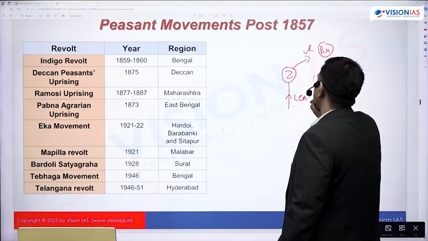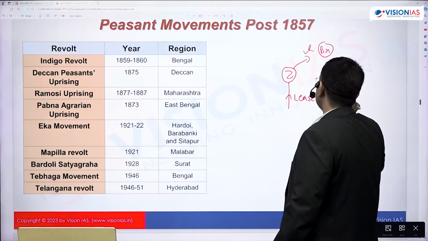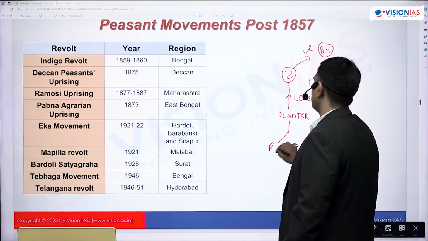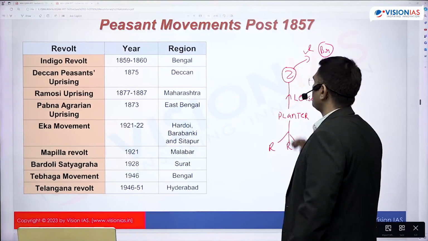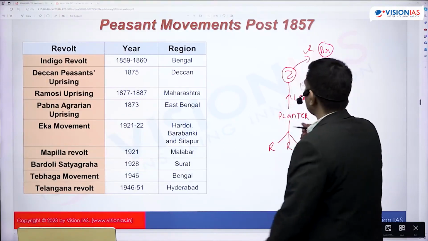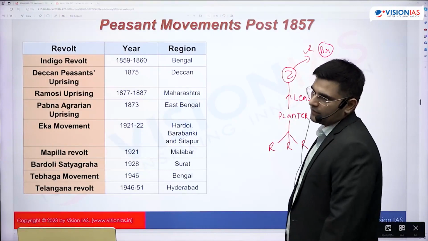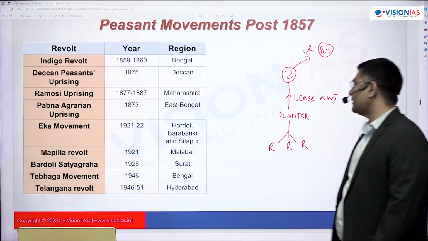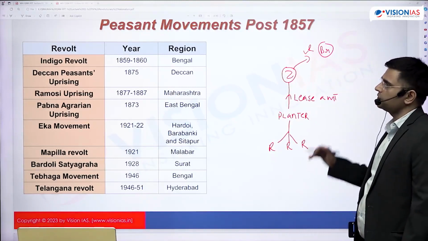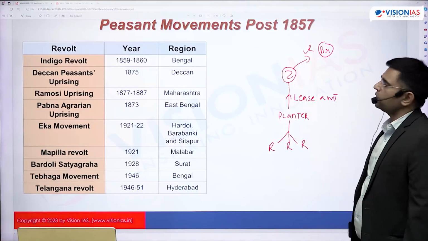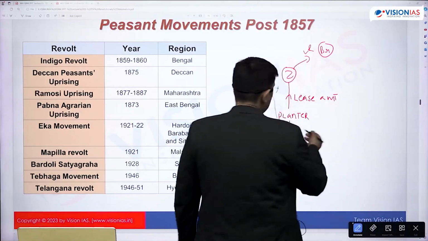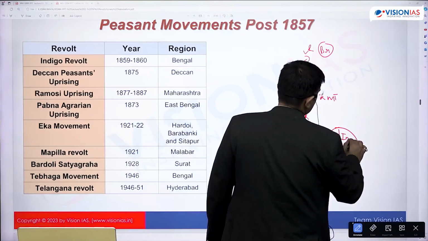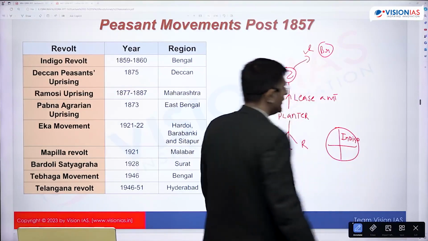The lease amount is paid by the European planter, and under him the ryots work. So for the ryots, the planter is the new Zamindar. The planter can remove them from the occupied land, because the ryots do not have occupancy rights until the 1859 Rent Act, but the 1859 Rent Act was not properly implemented. So why did this indigo revolt take place? Because the planters used to force the ryots to cultivate one fourth of their occupied plot for indigo cultivation.